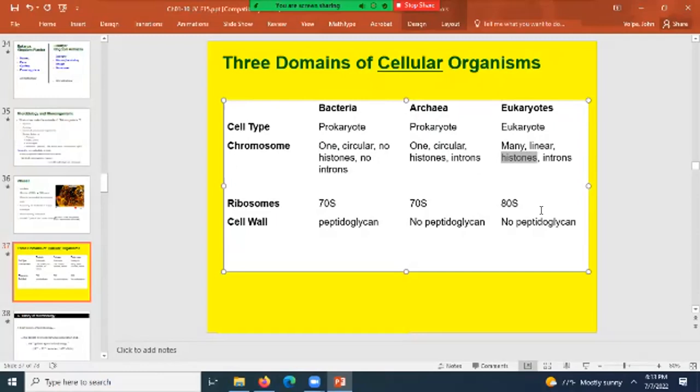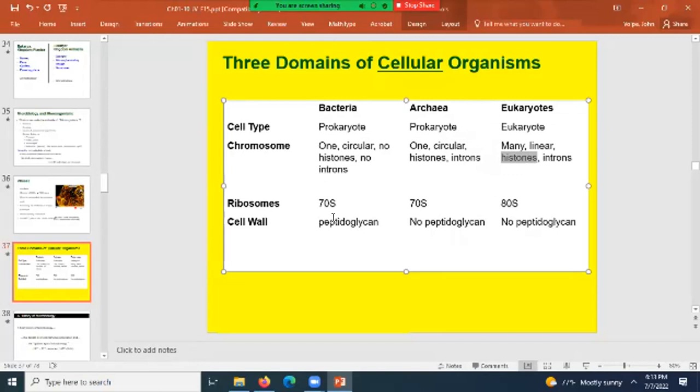In fact, the chromosome is more than just DNA. I don't know what percentage it is, but close to 50% of the human chromosome is protein. And most of that protein is the histone protein. And of course, there are introns in the eukaryotic DNA or the eukaryotic chromosome.